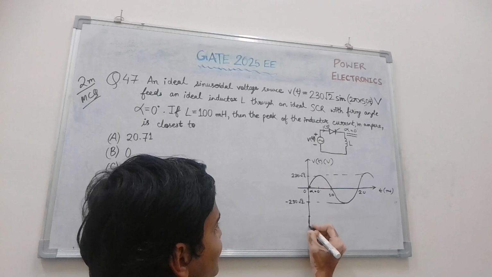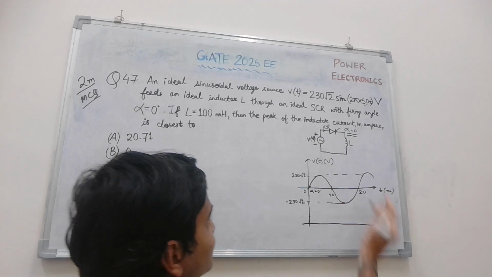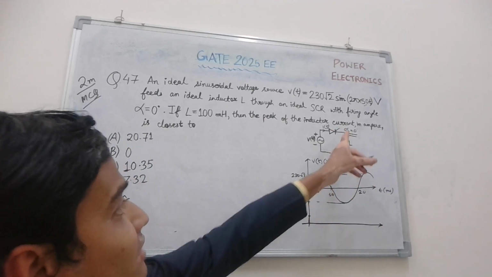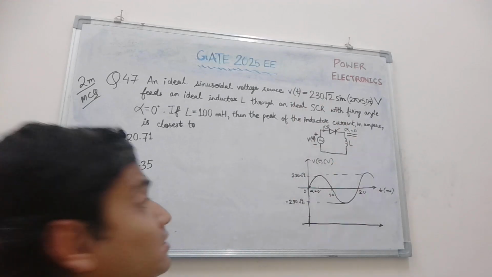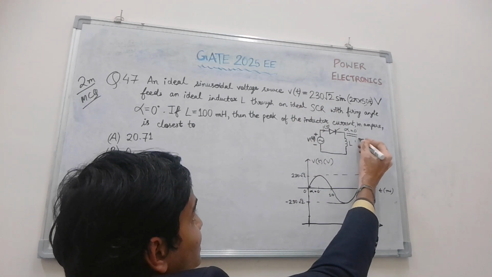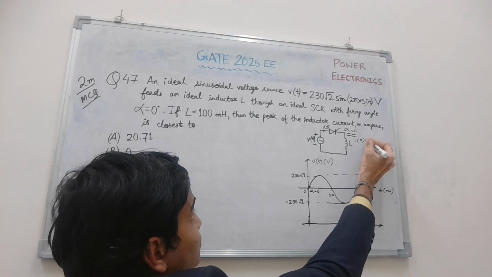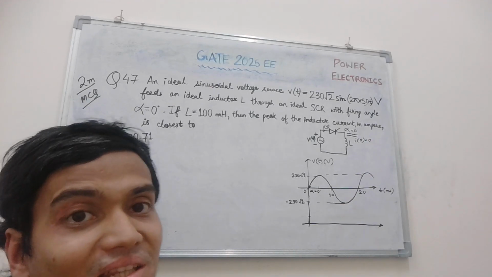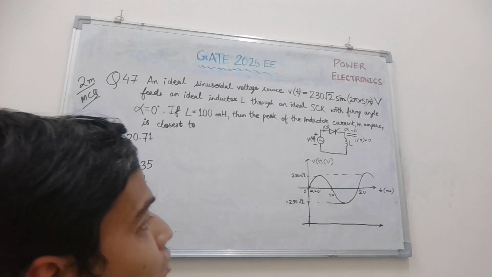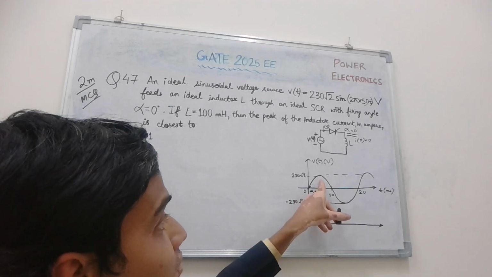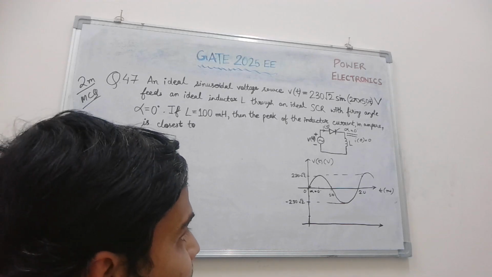The inductor will resist an instantaneous change in current. Just before this is switched at alpha equal to 0, what was there before this point? There was no current through the inductor. The current was 0, that is, the initial condition I of 0 is 0. So the inductor will maintain that initial condition and its current will start from 0 at t equal to 0. And it will also lag this voltage by 90 degrees.